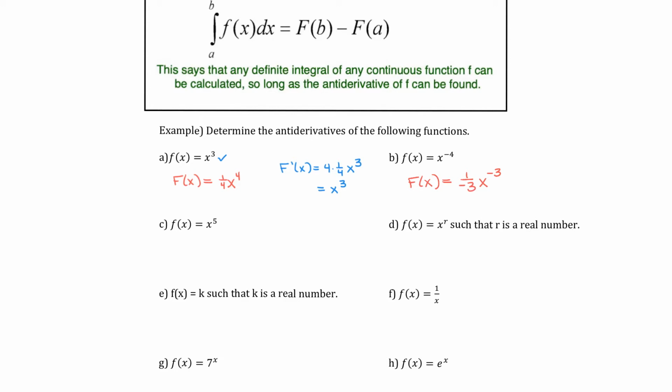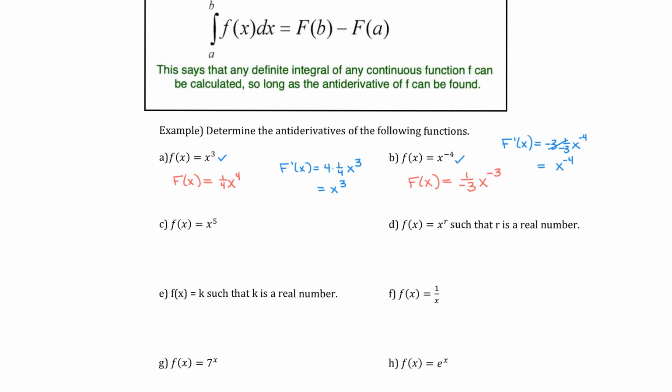And you can easily check behind yourself by calculating f prime of x. Then I'd have negative 3 times 1 over negative 3. Then you'd have x raised to the negative 4. So you can see here, these would cancel to just be a 1, x to the negative 4. So this indeed is the antiderivative of little f of x.